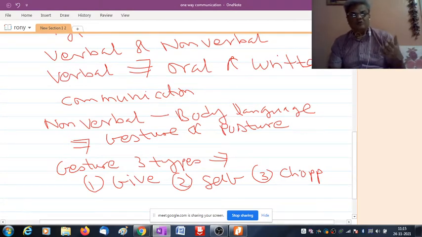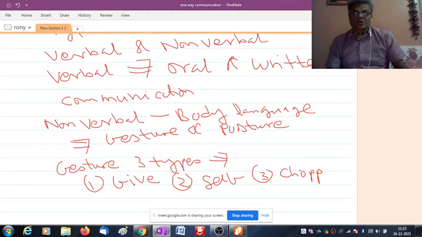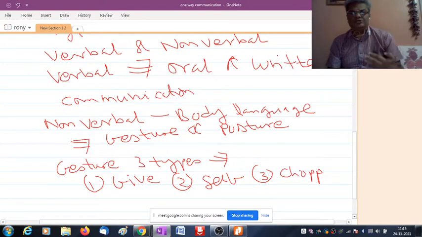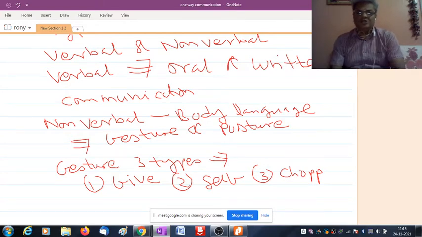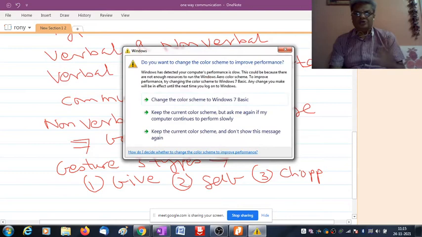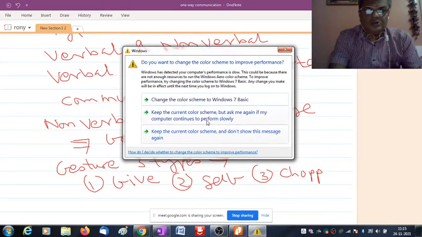Give means I am waving my hand and showing that I intend to give something to the public. Then comes self, touching your chest, asserting assertiveness. You need to assert yourself before the public; it symbolizes your confidence. Then comes chop, which means waving your hand fanatically in order to justify your point.